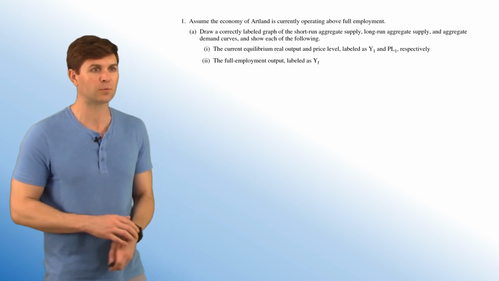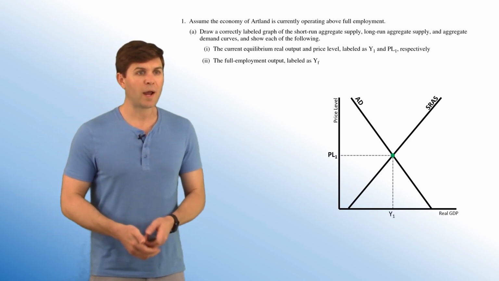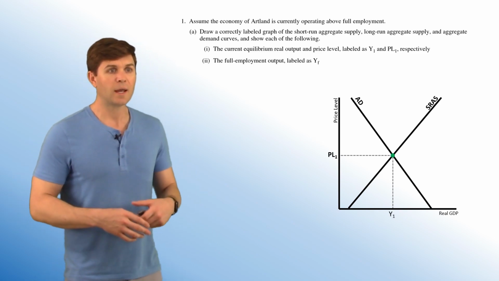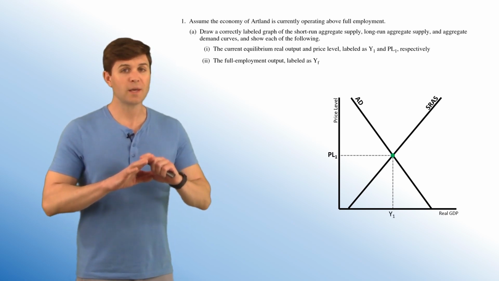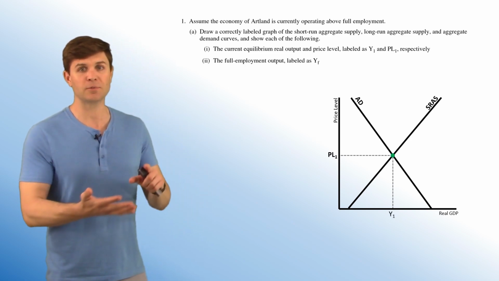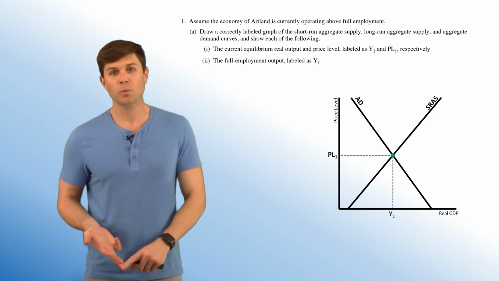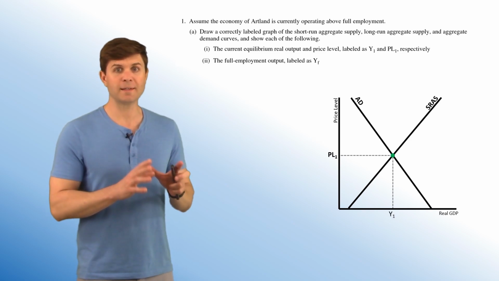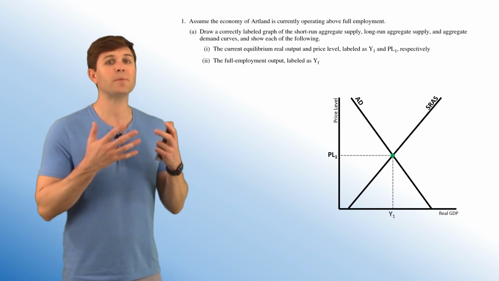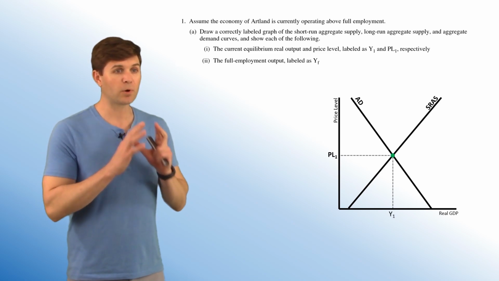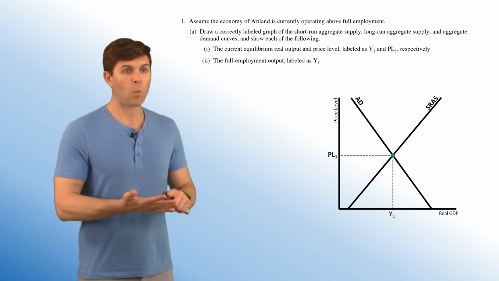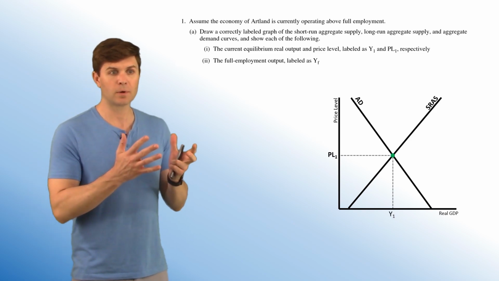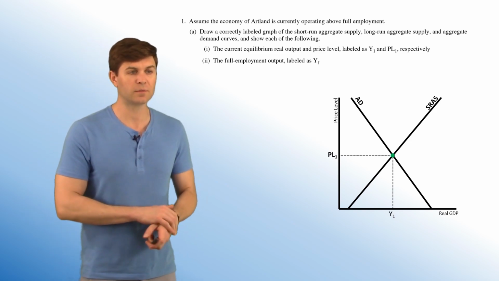These questions always start out this way. So draw a correctly labeled graph on the short-run aggregate supply, long-run aggregate supply, and aggregate demand curves, and show each of the following. So you have to draw this model out. Make sure you got your labels, your axes, price level on the vertical axis, real GDP on the horizontal axis, and you use the labels that they tell you. If they don't give you labels, use something that makes sense. These are perfect labels to use that they've given us: Y as our real output and PL1 as our price level here. So we've got this all under control.